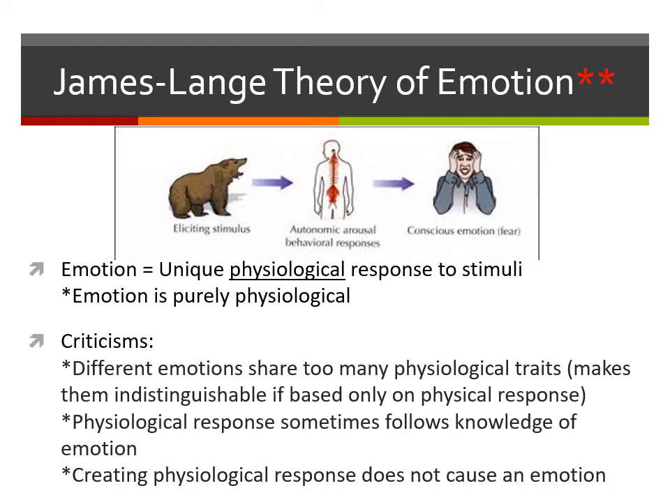So think about a racing heartbeat for anger and for fear and for love. If you're only looking at that racing heartbeat, how can you tell what it is for if it's only about the physical? You need more information than that. So the physiological response often comes after you recognize an emotion is happening. So how can this happen if we know that an emotion is just physical? If you create the same physiological response, it doesn't cause an emotion.